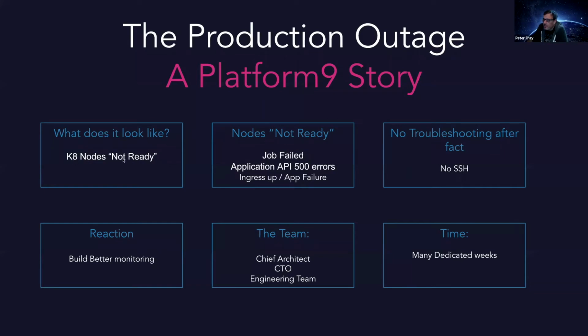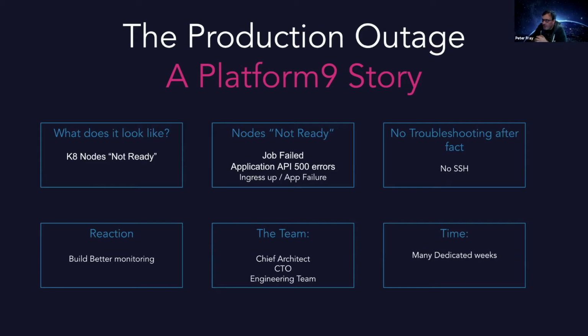We were starting to see Kubernetes nodes not ready. We didn't know why. We dug in: nodes were not ready, jobs were failed, APIs were returning 500 errors. The ingress was up, and that was good. We tried to SSH to worker nodes. We couldn't because the machines were locked. Our reaction was to build better monitoring.